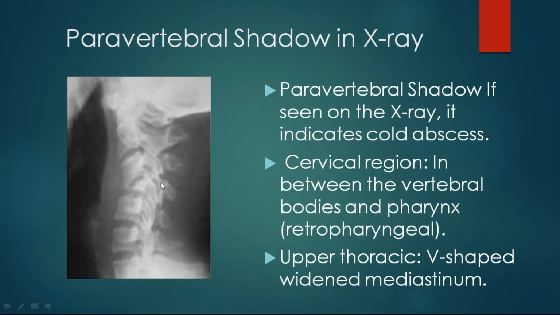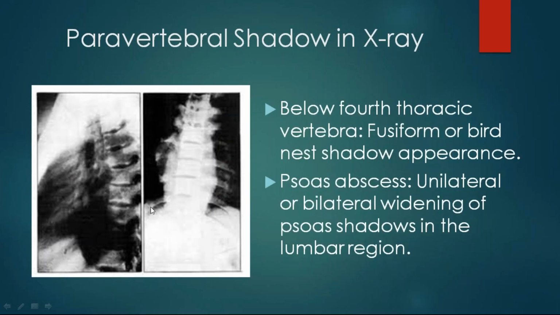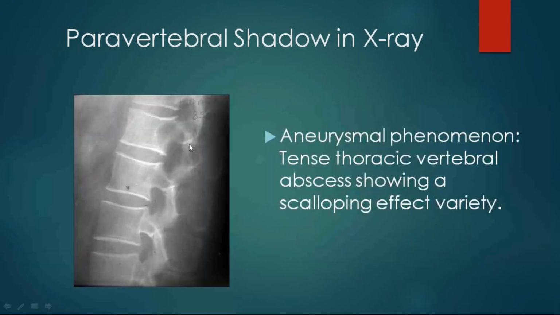So a paravertebral shadow, which is seen around the spine, indicates a cold abscess, and in the cervical region, it may be present between the vertebral body and the pharynx. And if it is in the upper thoracic region, there will be a widened mediastinum. Here you can see a fusiform or a bird-nest-like appearance. Okay, here also. And just remember this thing, the aneurysmal phenomenon, where there is an abscess which exerts pressure on the vertebra. Here you can see there is sclerosis, and there is some amount of pressure on the vertebra, something compressing on the vertebra. This is called the aneurysmal phenomenon. Okay, scalloping effect.